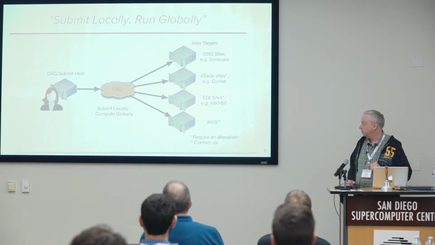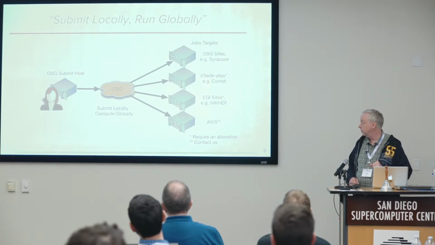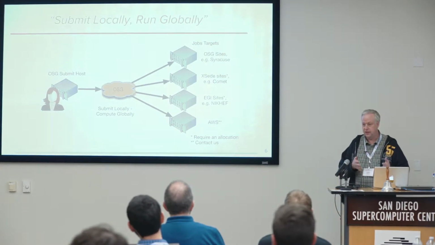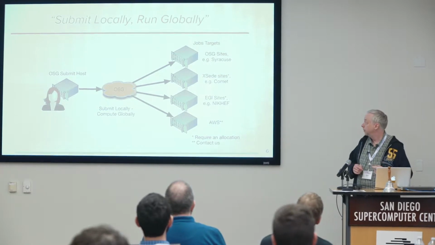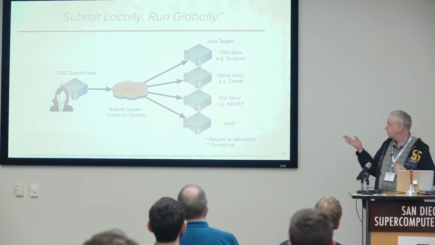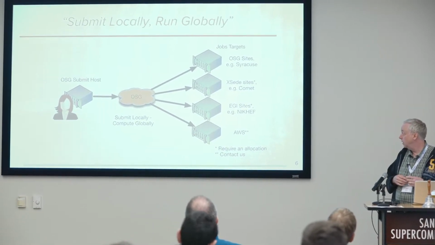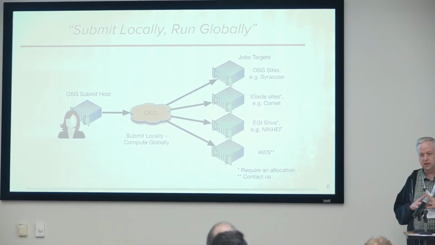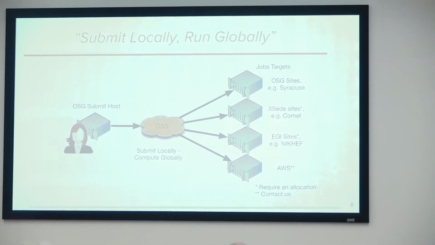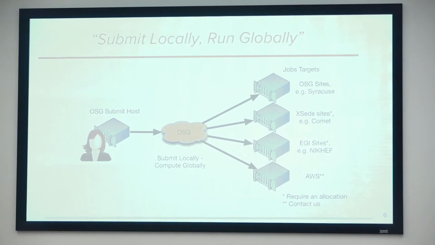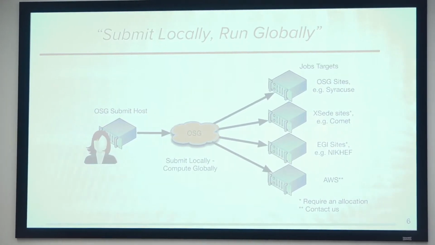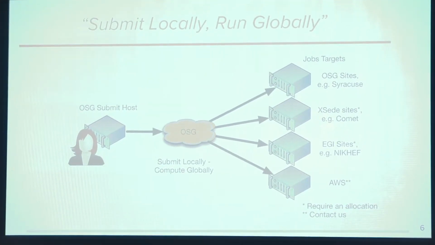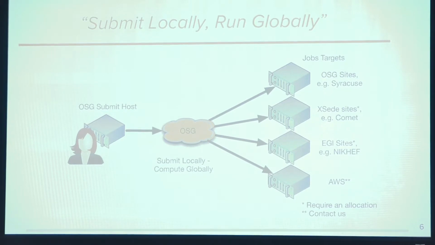So the model is submit locally, run globally. You can submit right from your university, and the jobs will run all over the place, for example on OSG sites, XSEDE sites, and EGI. I didn't speak to it, but I had it on the slide: EGI is basically the collaboration in Europe corresponding to OSG. It can also go to cloud resources. Of course, the XSEDE sites require an allocation, and for the cloud, you've got to figure out how to pay for it.